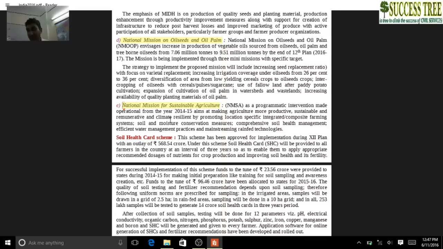In the mains, you can use an example. In prelims also the question can come up: Geographically Important Agriculture Heritage Sites. What does this GIAHS mean? Yes, correct. FAO, Food and Agriculture Organization, makes a list of various geographically important agriculture heritage sites that it recognizes. So in India there are three sites which come under this.